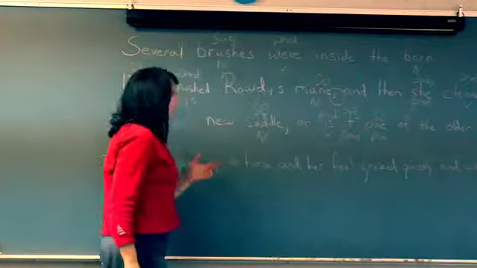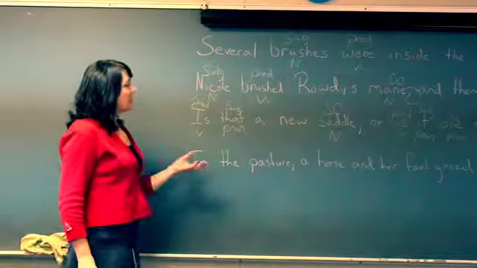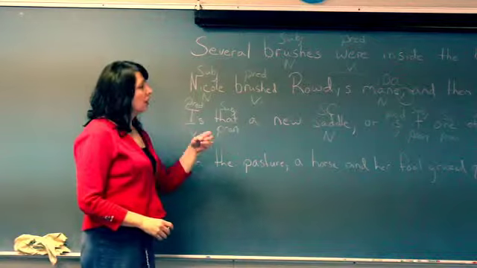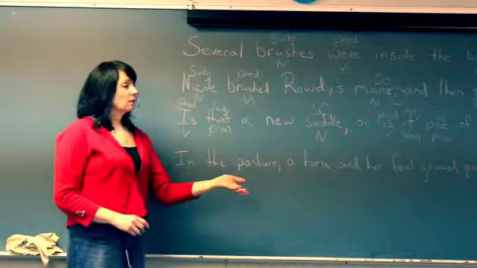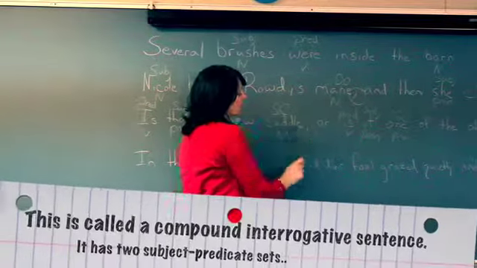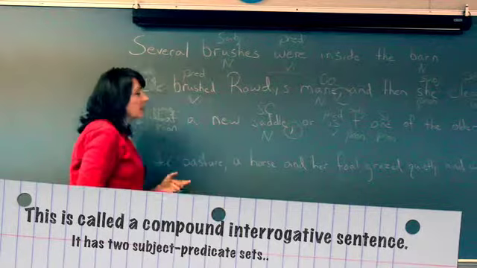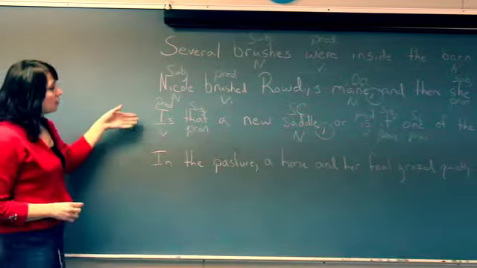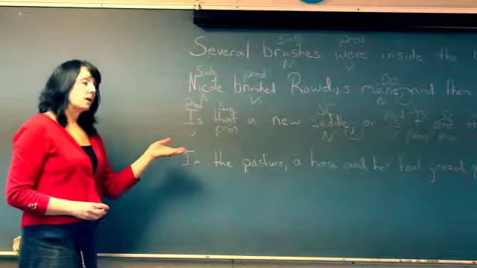Okay? So we have two independent clauses again. "Is that a new saddle?" can stand alone. "Is it one of the older ones?" can stand alone. Once again, we have a coordinating conjunction, "or," and it is connected with this comma. So you can see that that is, once again, two independent clauses, even though it is an interrogative sentence.